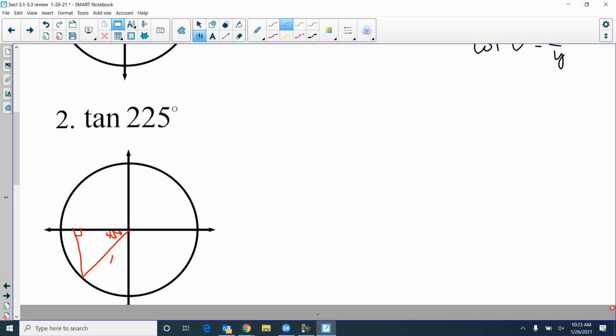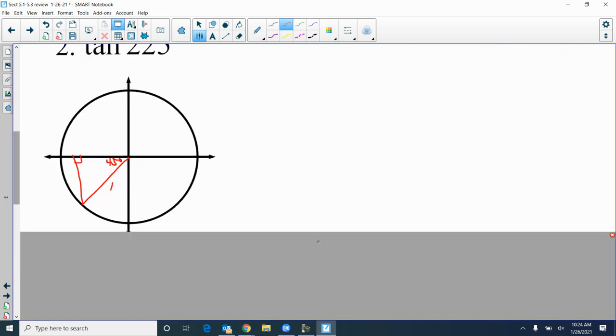And if this is radius 1, what are your legs? You remember, for a 45, 45, 90 triangle with radius 1, you remember what the legs are? It would be square root of 2 over 2. Square root of 2 over 2. That's what we went over yesterday or Friday. And now this point right here, it's in quadrant 3, so they would both be negative.